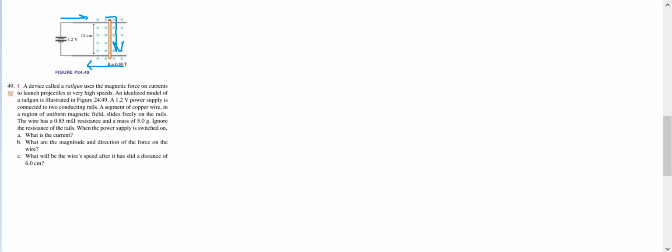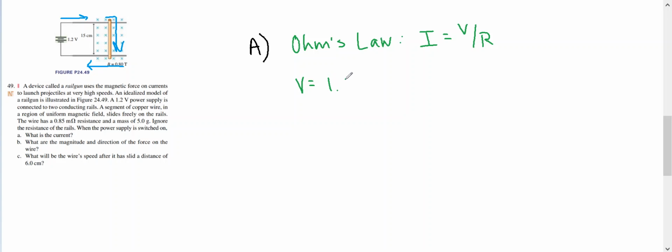Okay, so question A wants us to find the current. So if we remember from the beginning of the video, Ohm's law states that current is equal to voltage over resistance. We are given the voltage of 1.2 volts, and the resistance is given as 0.85 milliohms. To go from milliohms to ohms, we multiply times 10 to the negative 3.